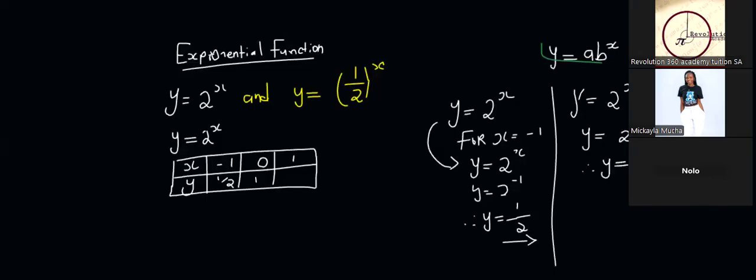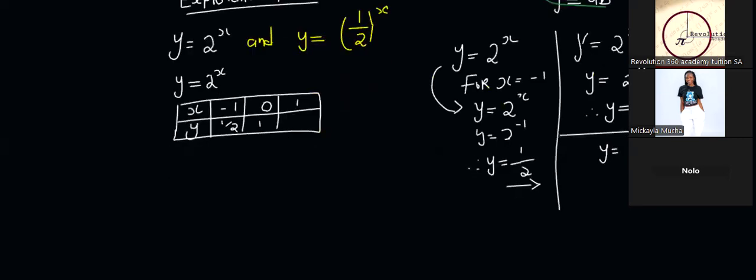Then after that, what you're going to do, you're gonna say for x is equals to 1. And then that will be you writing y is equals to 2 to the exponent of x. And then in place of x, you're now gonna put 1. It's gonna be y is equals to 2 to the exponent of 1. And then after this, here we're gonna say therefore the value of y is equals to 2. So that 2, you're going to write it there. Then after that, you're now going to draw your graph.